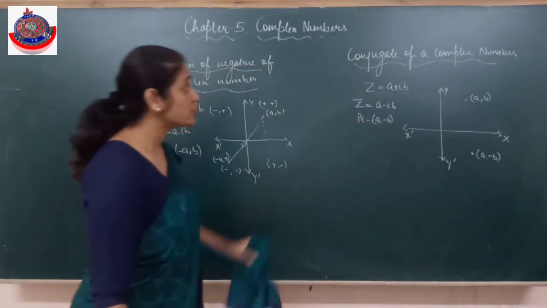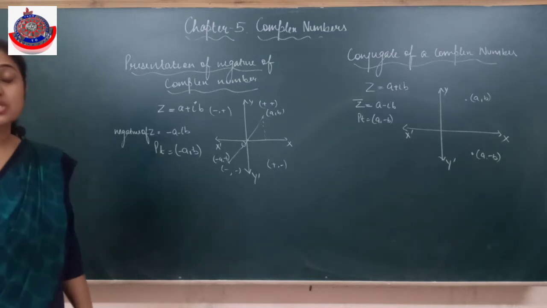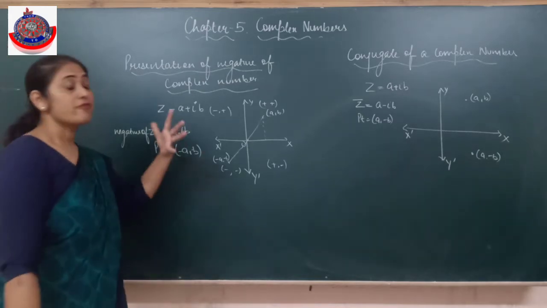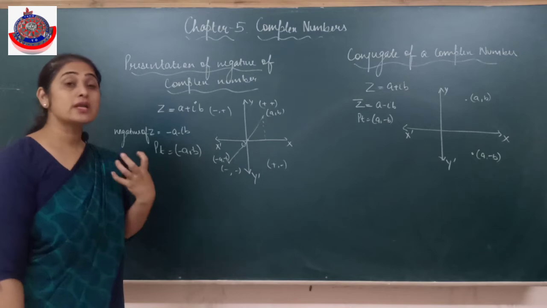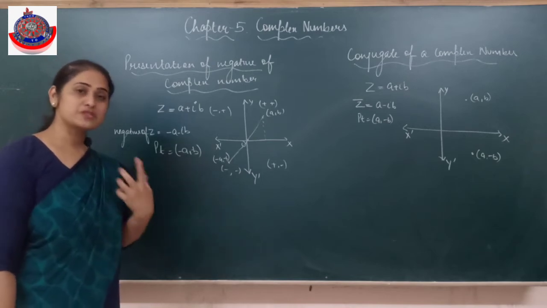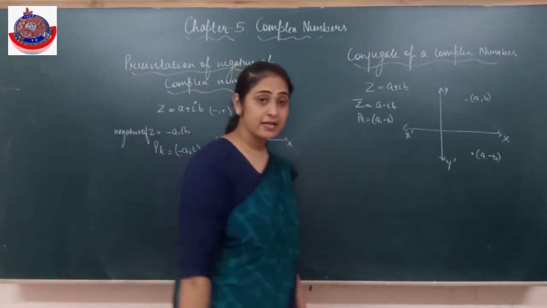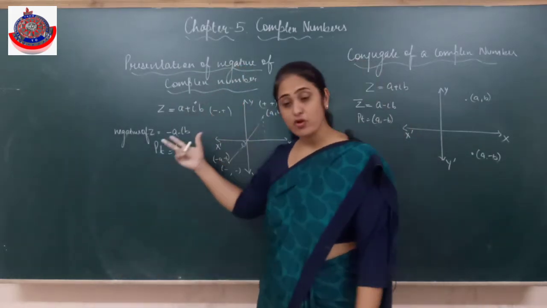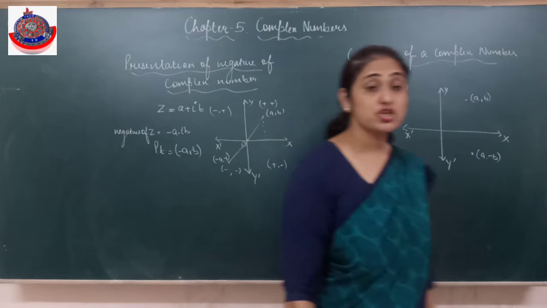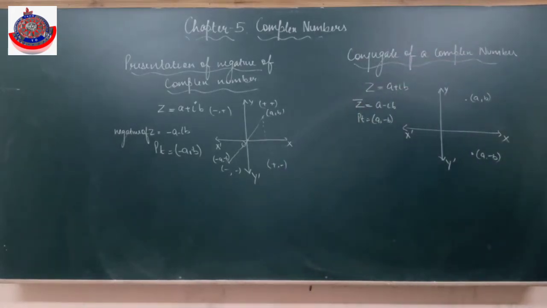So this was all about your Argand plane. The representation of a complex number in a plane is called the Argand plane, complex plane, or Gaussian plane. The point when we represent it is called the Argand diagram. This is a representation of the negative of a complex number. This is a representation of the conjugate of a complex number. Alright.